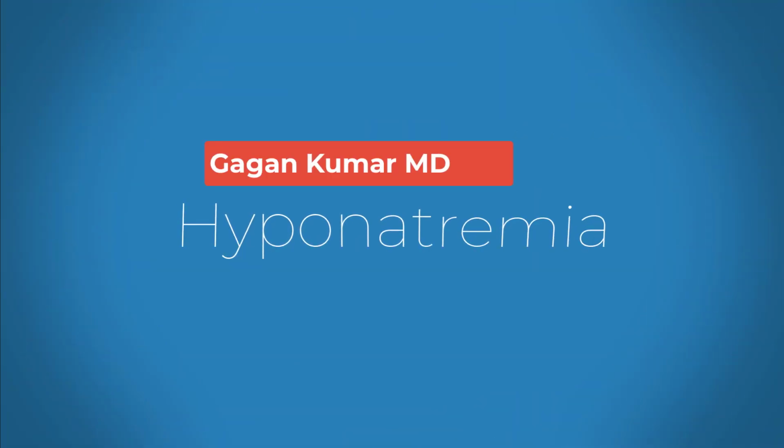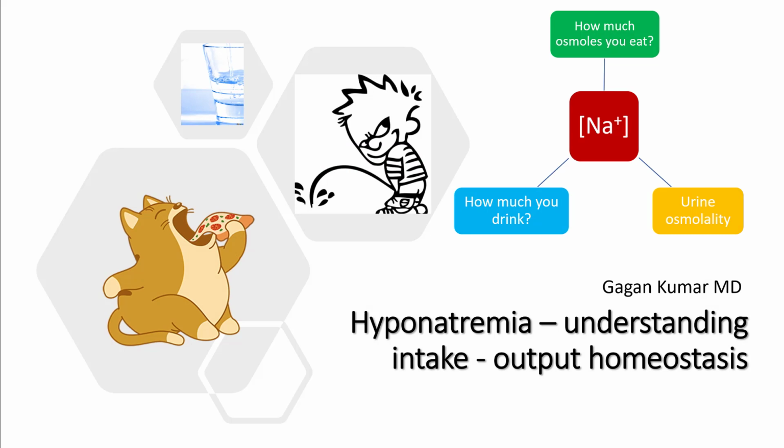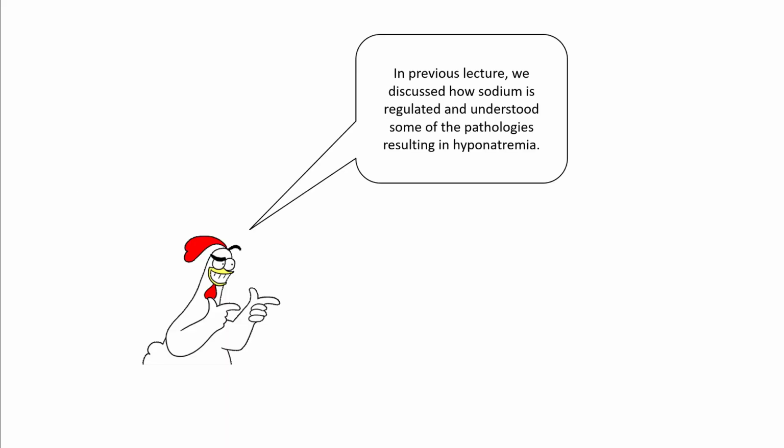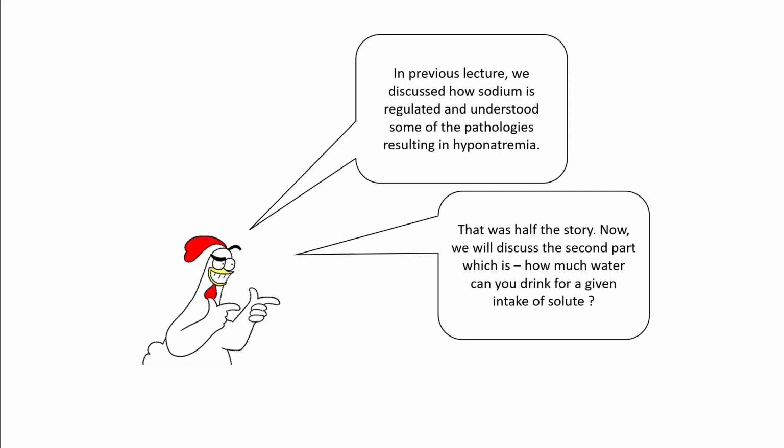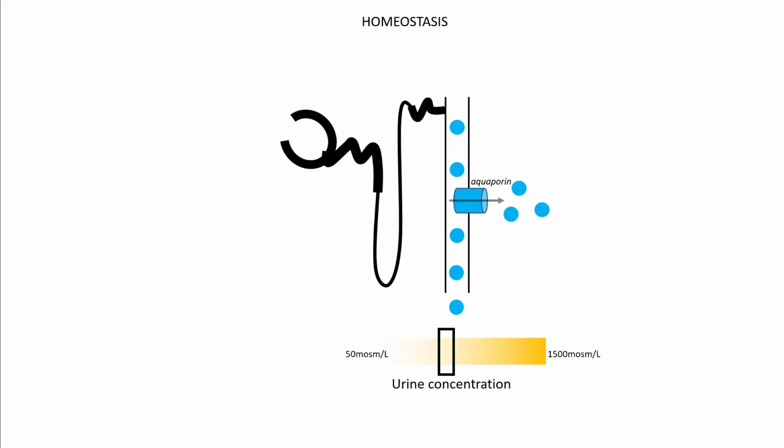Hello everyone. Today we'll be continuing our discussion on hyponatremia, and today we'll be talking about a very important aspect of hyponatremia, understanding the intake and output homeostasis. So in the previous lecture we discussed how sodium is regulated and we understood some of the pathologies resulting in hyponatremia and understood how to do a basic diagnostic workup. In this, we are going to go into the second part of hyponatremia, which is how much water can you drink for a given intake of solute.